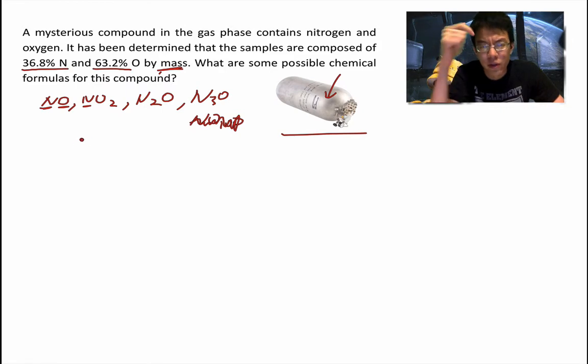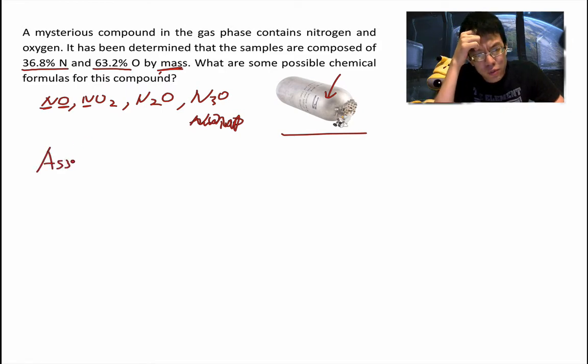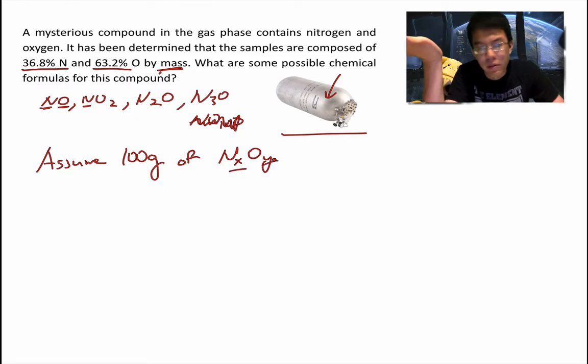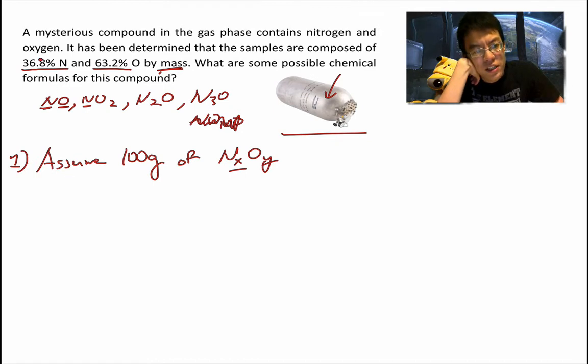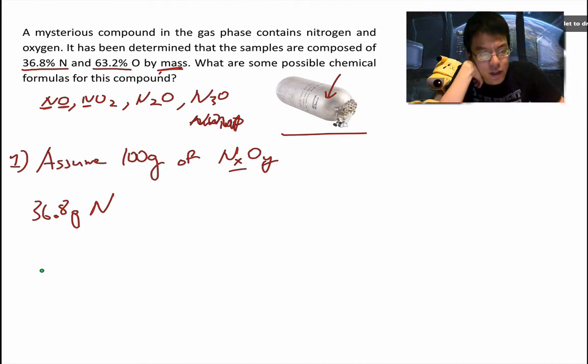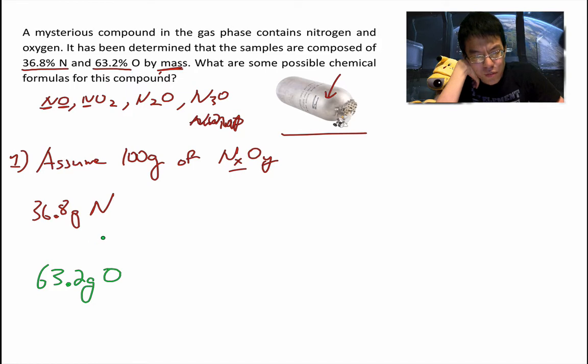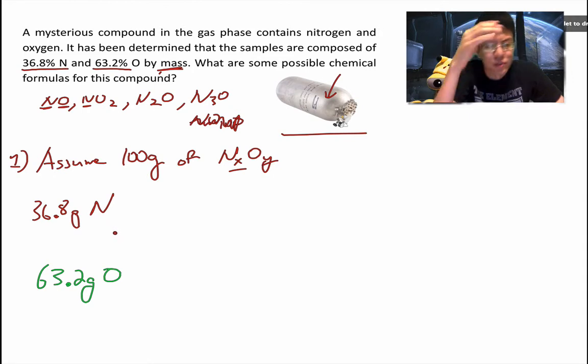And what I'm going to do to try to make things a little bit concrete is I'm going to assume that I have 100 grams of this compound. Now, I'm just going to put X and Y because I don't know how many nitrogens, I don't know how many oxygens, so I'm going to assume I have 100 grams. And if that's the case, well then, 36.8 grams out of the 100, because 36.8% must be nitrogen. And on the other hand, 63.2 grams must be oxygen, right? All right, cool. Now I have grams.